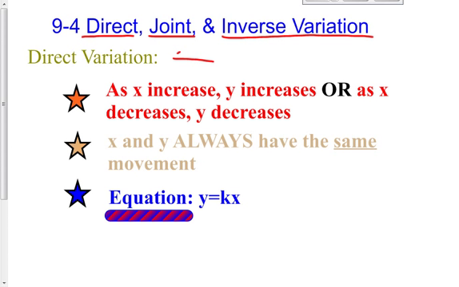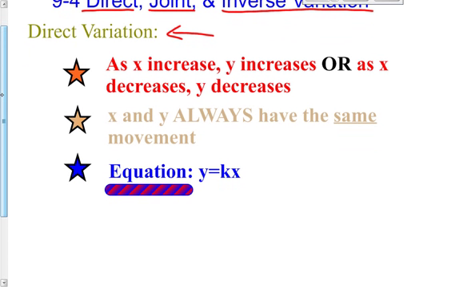So the first thing we're going to talk about is direct variation. Direct variation, the definition is this: as x increases, so as one variable increases, the other variable, which in this case is y, increases as well. Or, if you go the exact opposite order, as x decreases, y also decreases. So they're always going to have the exact same movement. As one goes up, the other goes up. As one goes down, the other goes down.